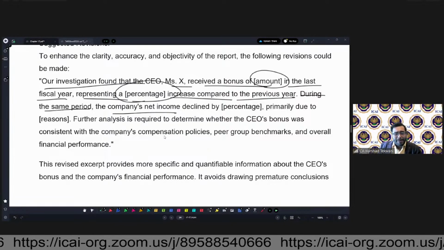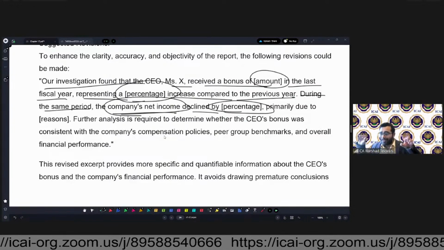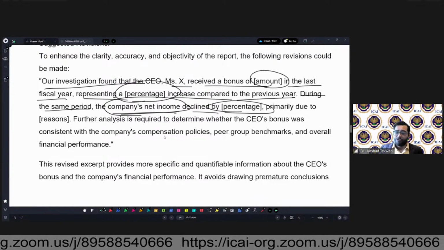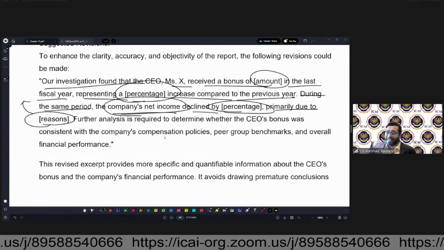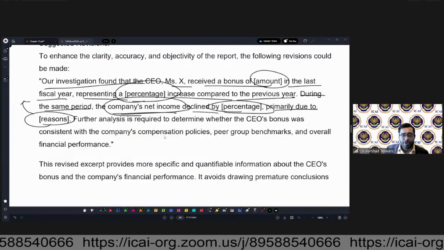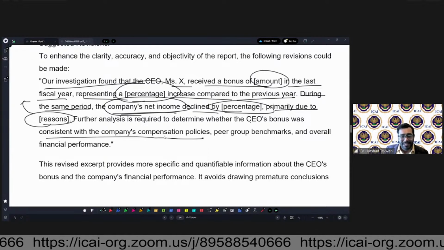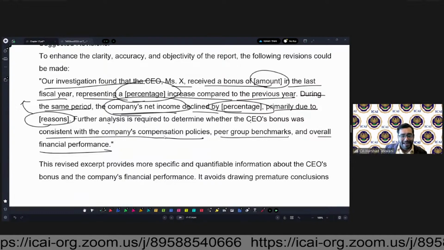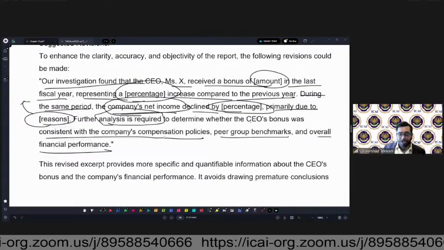During the same period, the company's net income declined by this percentage. So they are talking about net income and the percentage. They are quantifying the decline in financial performance, primarily due to the following reasons. So they have also specified the reason for the company's bad performance. Further analysis is required to determine whether the CEO's bonus was consistent with the company's compensation policy, peer group benchmark, and overall financial performance. So they are saying that further analysis is required. So as of now, this is a draft and in interim stage. So it gives clarity.